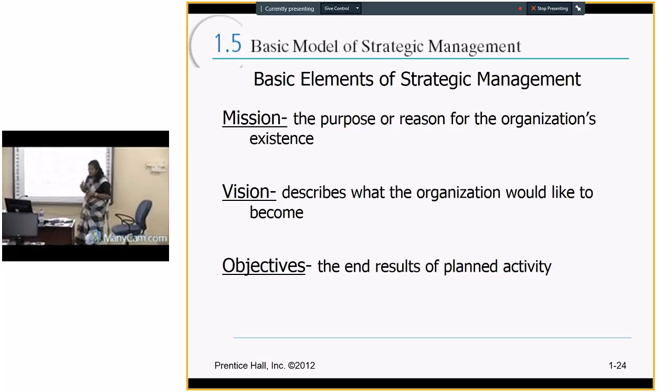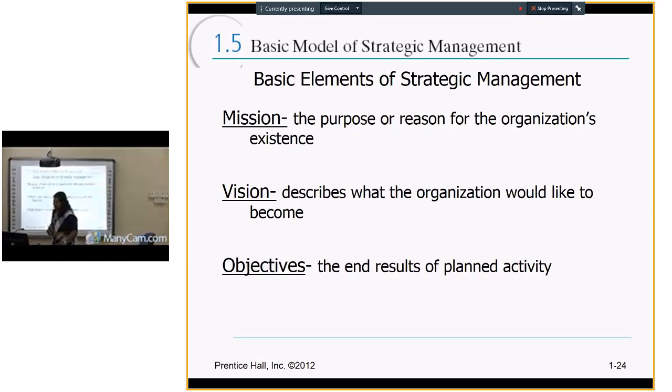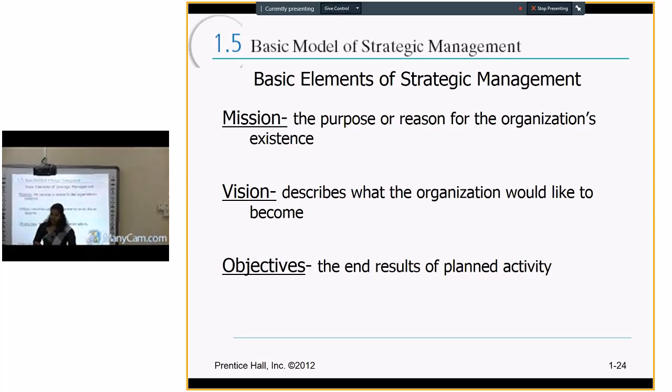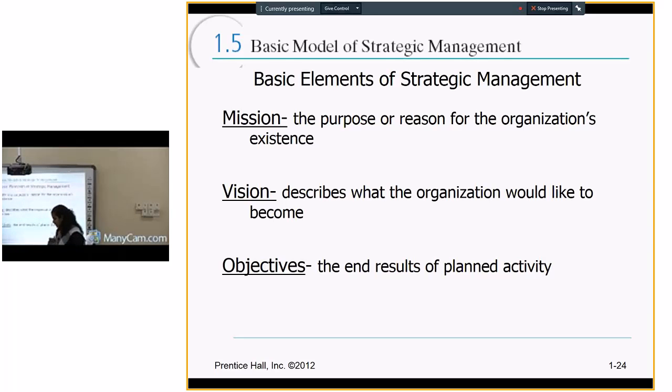But when it comes to the mission, the mission is highlighting what? The purpose or reason for the organization's existence. What does it mean? Actually, the mission is highlighting what businesses are we in. With the point, what businesses are we in? The existing situation. What businesses we are going to conduct, we are going to do.